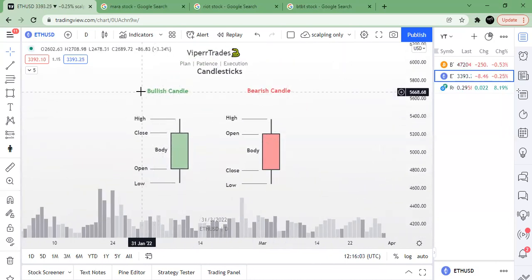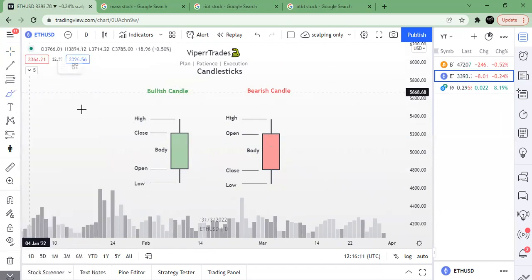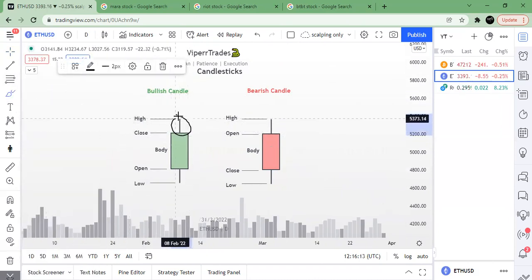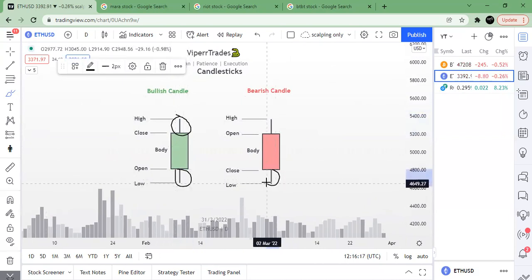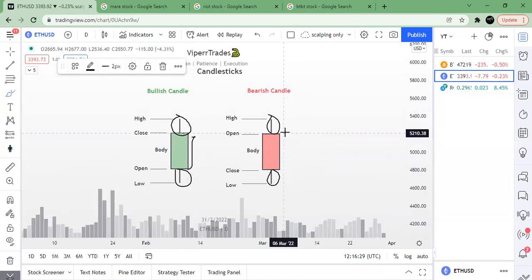This is a bullish candle, and this is what you identify as a wick. These are called wicks. And then you have your body here. This whole thing will be the candle body.